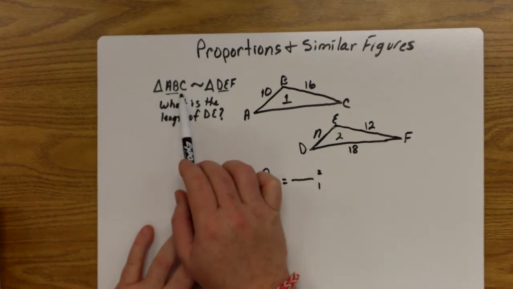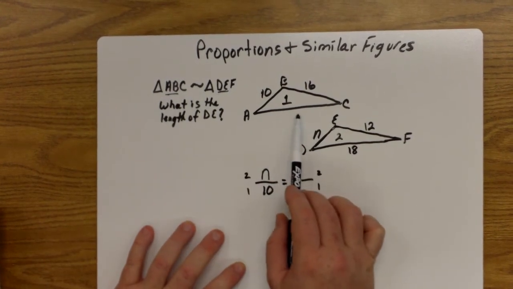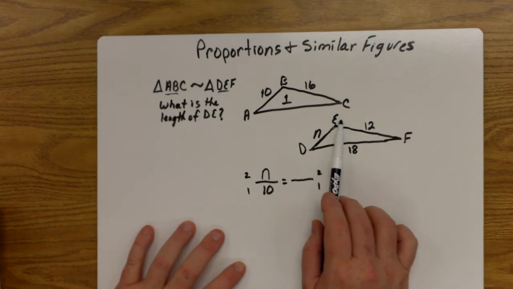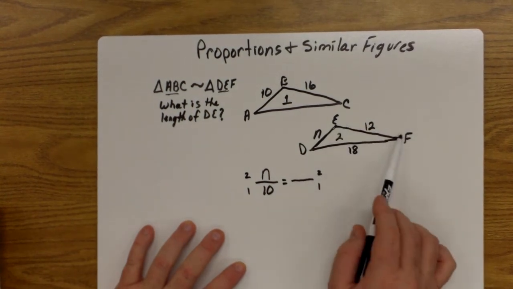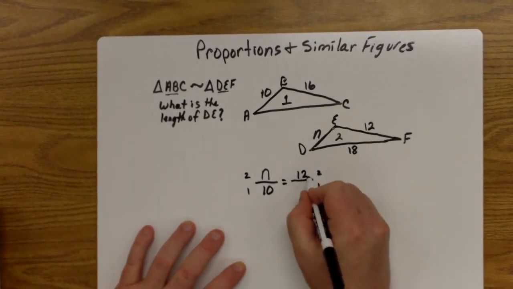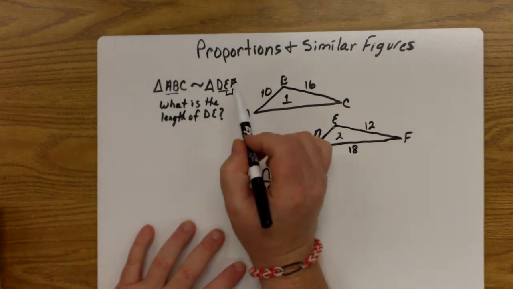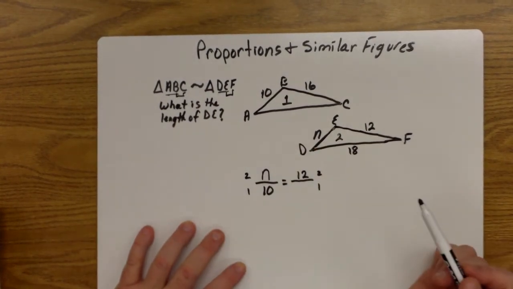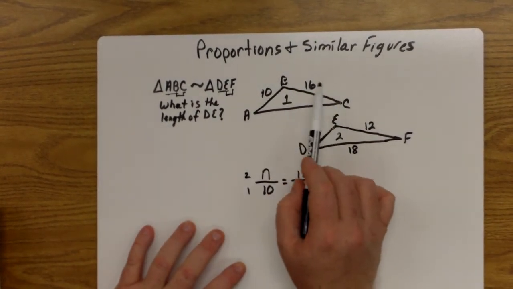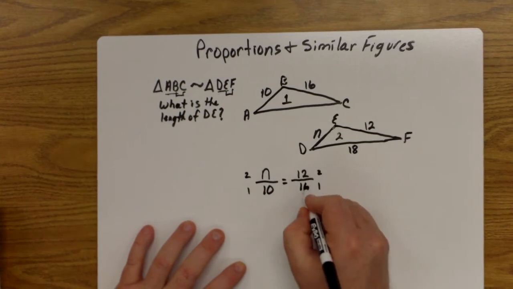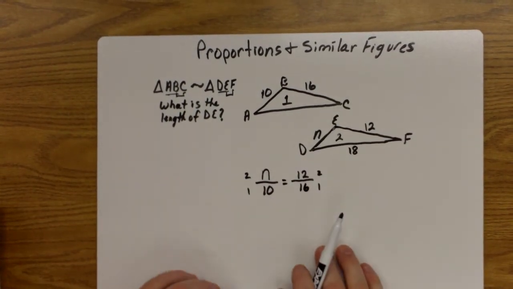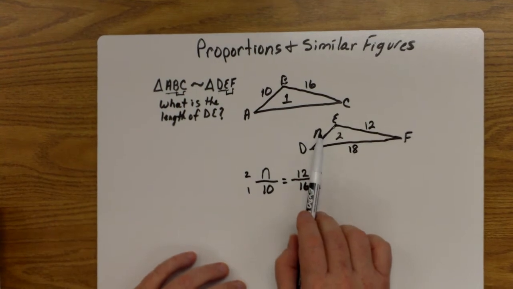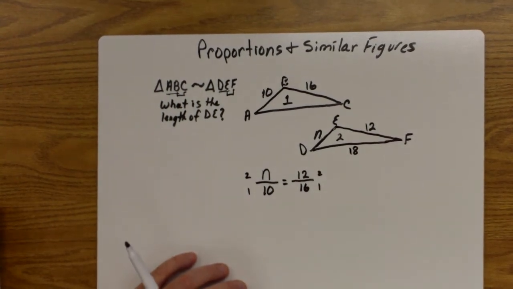because if I look at AC, which is the corresponding one, I don't have a measurement there. So I actually have to use EF in this case. So EF is 12, and EF corresponds to BC. So B and C would be 16. And there's your proportion that you can use to solve for the measurement of side DE.